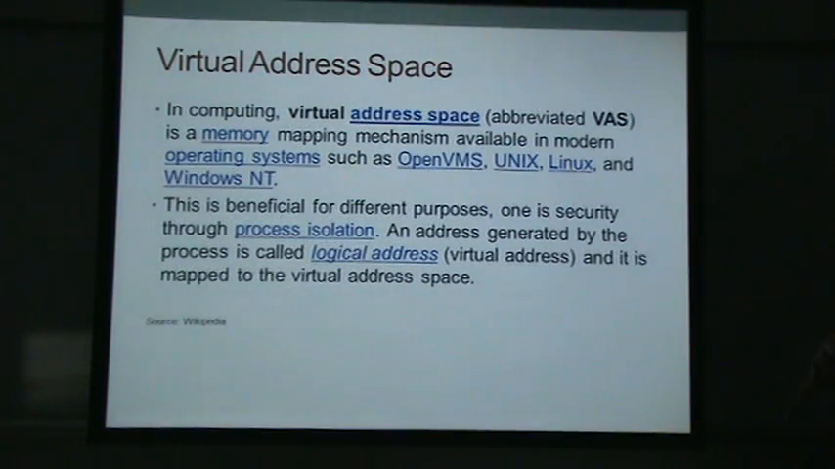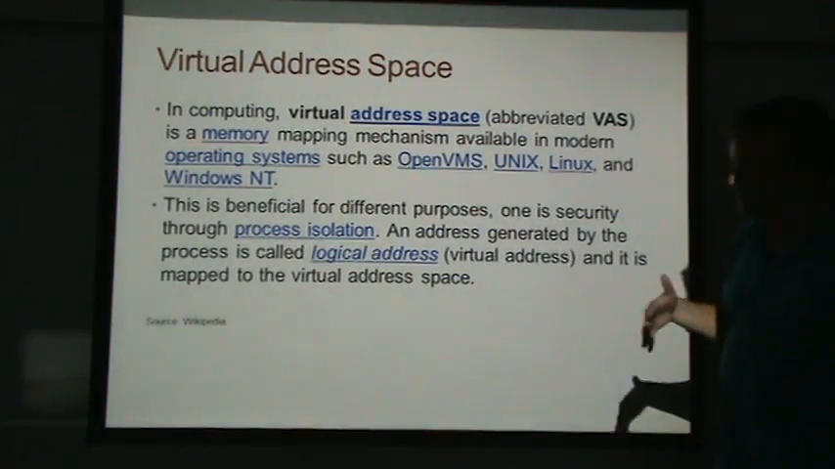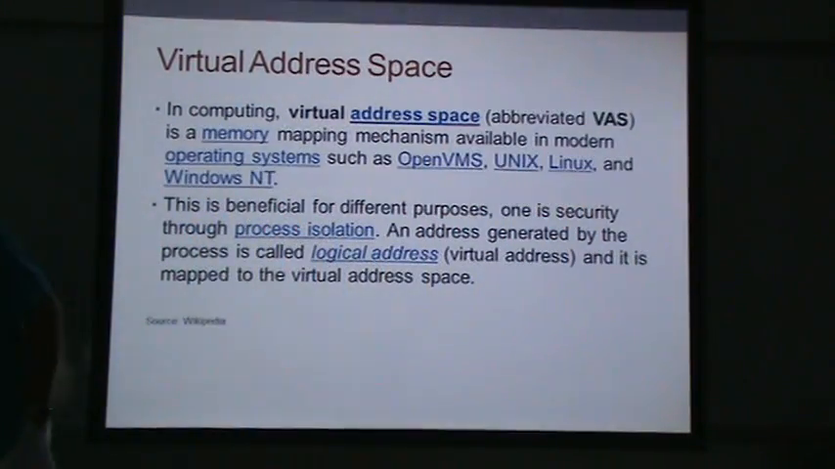So this is a definition off of Wikipedia of what a virtual address space is. You could read this. Basically, maybe I'll go through an example and you'll get the idea of what the point of this is.